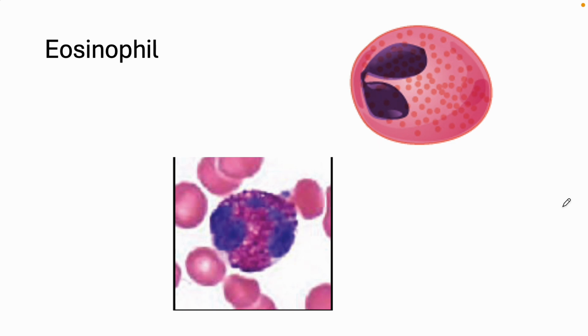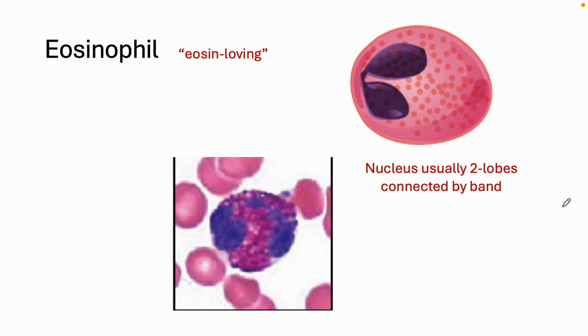These make up only about 2 to 4% of all leukocytes. They're roughly the same size as neutrophils. They are called eosinophils because they are eosin loving. Eosin is a name that we give to an acidic dye that binds to certain things like what these granules are. The nucleus is typically going to show 2 lobes connected by a narrow band, so it's kind of like a horseshoe shape.